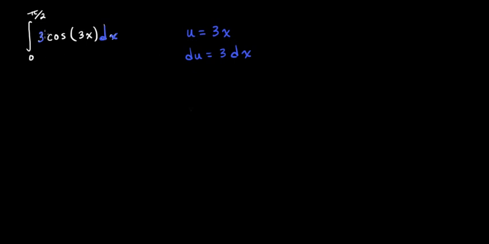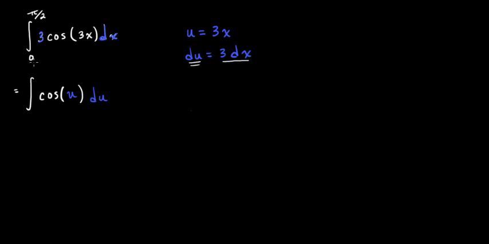So again, I'm going to ignore the limits for now. So this is equal to, notice that I'm not going to write 0 to pi over 2. I'll take care of that later. But I'm now going to make my substitution. So instead of cosine of 3x, I'll now have cosine of u. And then the 3 dx can be easily replaced with just a du. So now this integral looks pretty good, and I can easily find its antiderivative.